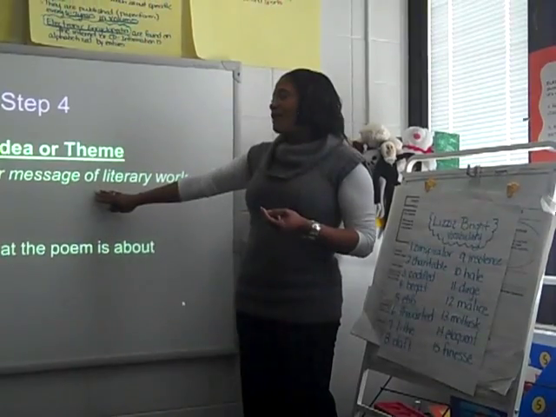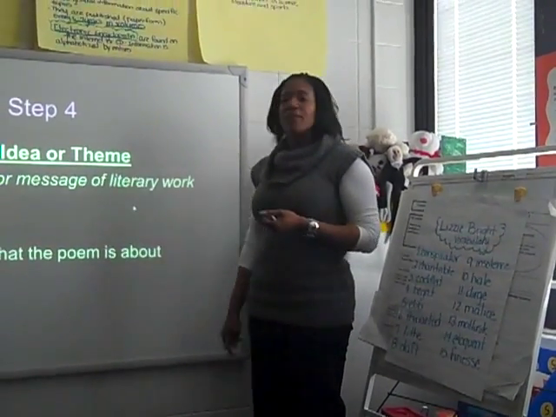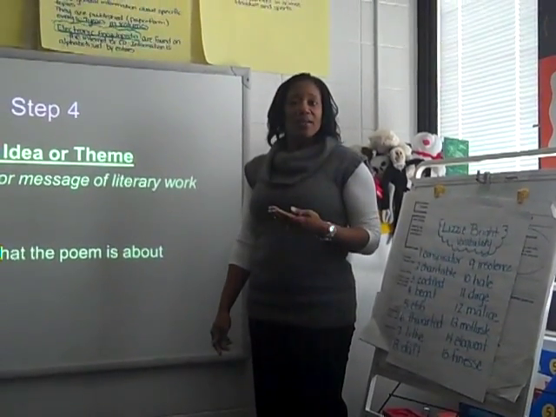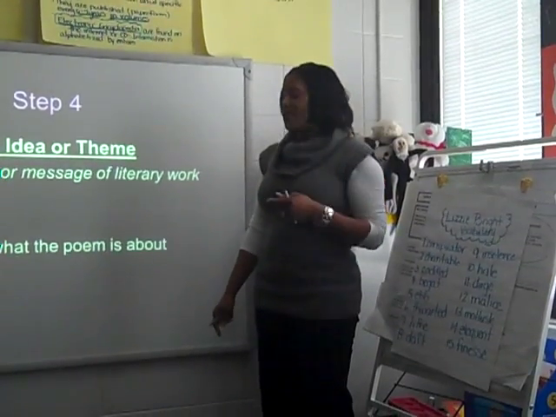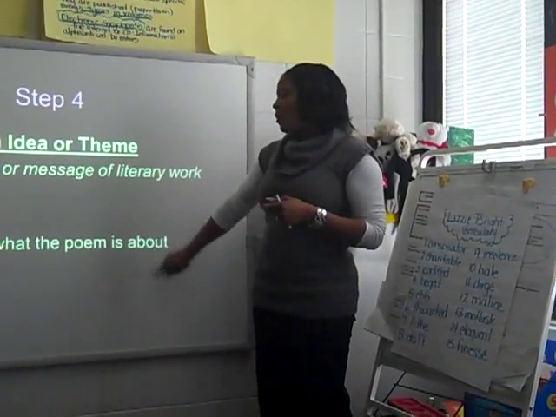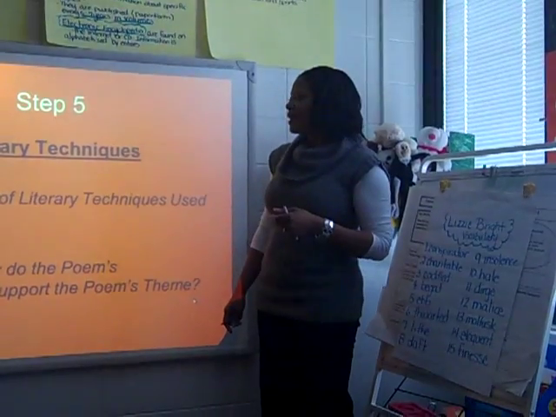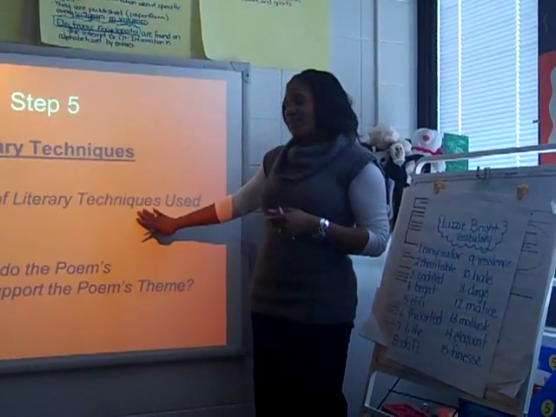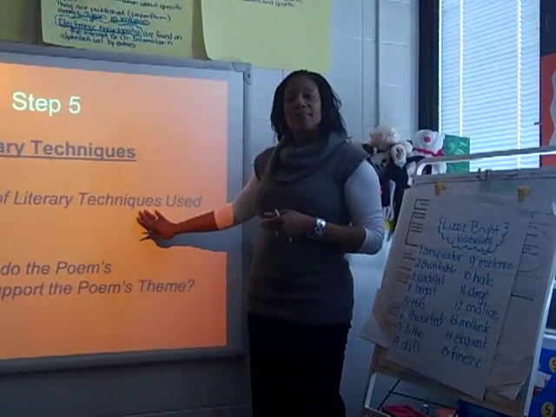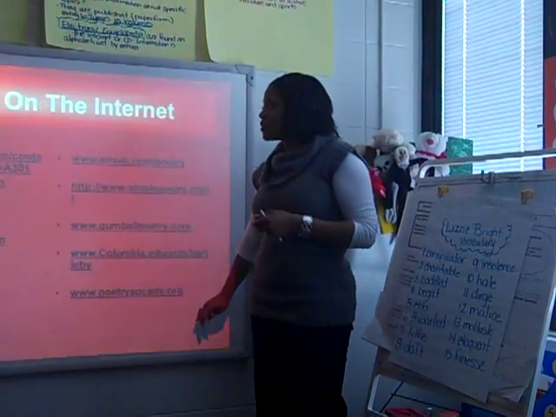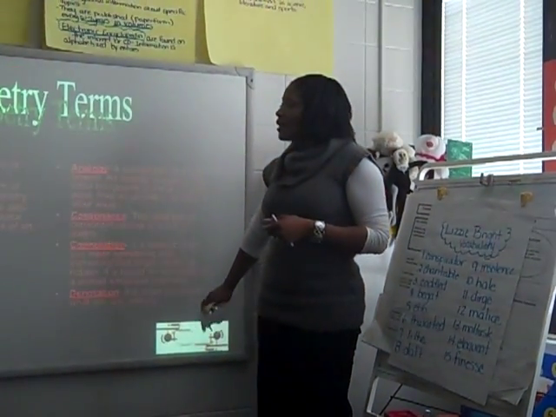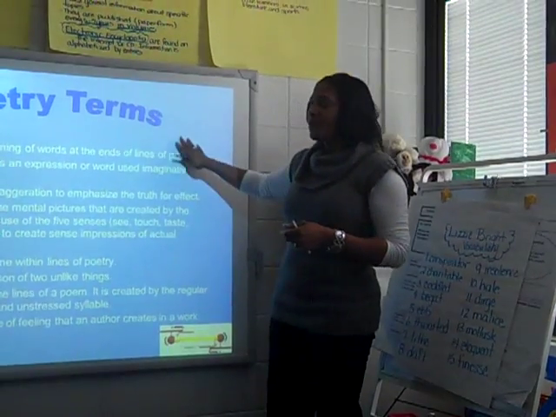The main idea, or the message of the literary work, the poem that we're reading. What is that overall idea? They're trying to find out what the poem is about. And again, list literary techniques from the poet. Those are some of the steps that we're going to use as we look through our poems.